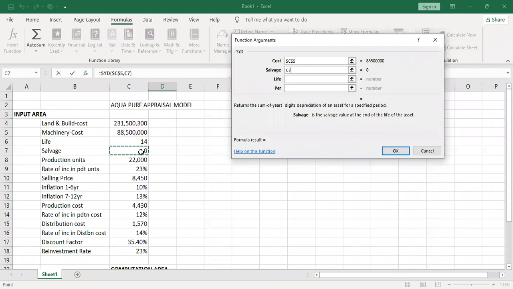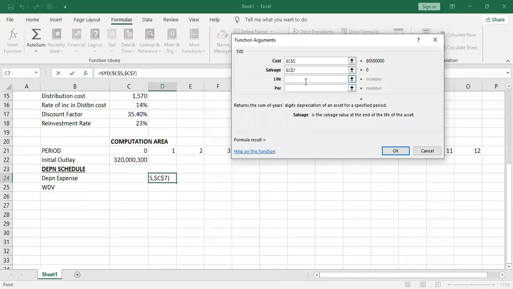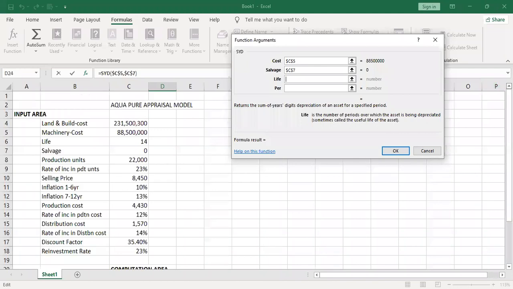In the question today, salvage you are given is 0, but next time they will give you a value. That is not a problem. If you are given a 0, use a 0. If you are given a value, type that value. We also need to fix salvage. So FN F4, and then you go to life. We also have the machine life, which is 14. So you click on 14 and also fix that, FN F4.